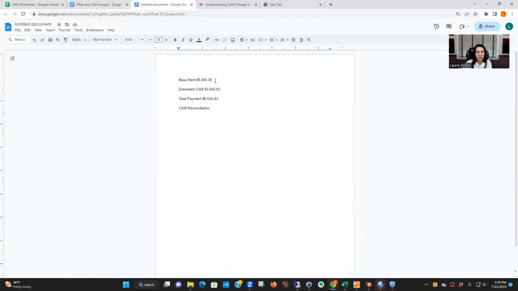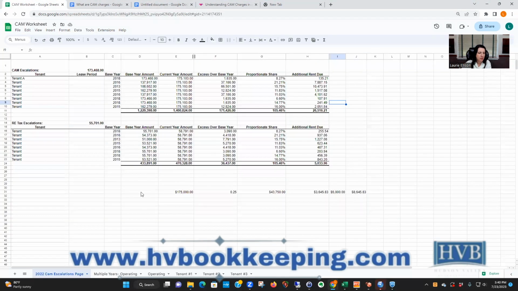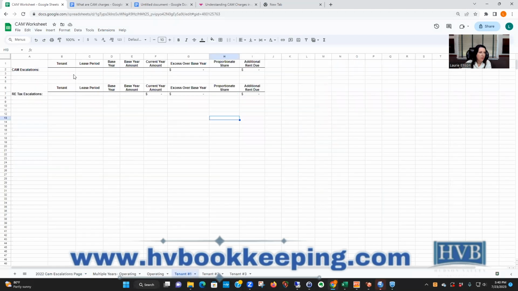Okay, so you've got your base rent and you have your CAM. So they're going to pay this every month. Then what happens is you do what's called a CAM reconciliation. That is when you add up and tally all the expenses for the year, and then you would fill out one of these sheets. So let me just do a blank one here, right?